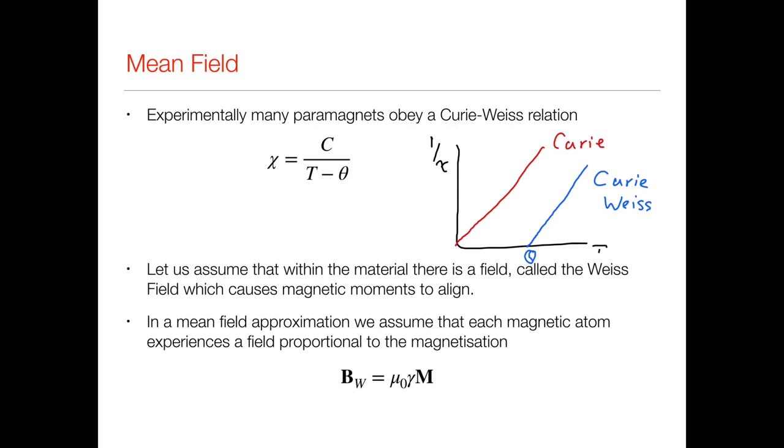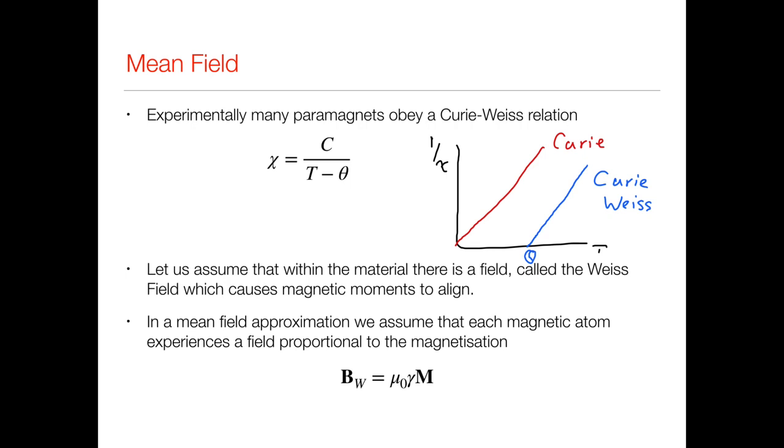What happens when I go below theta? What happens at lower temperatures? Well, then we find that the material becomes magnetically ordered in some way. So, for example, it could become a ferromagnet, where the spins want to align with each other.